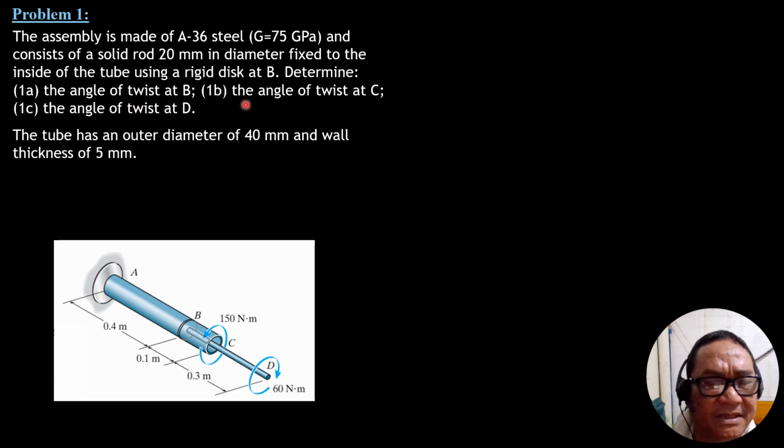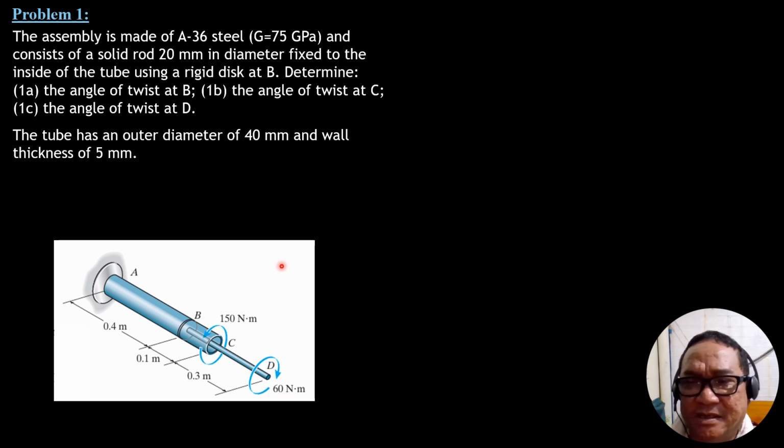So determine the maximum stress in the hollow portion, and the angle of twist at B, the angle of twist at C, and D. The tube has an outer diameter of 40 mm and a wall thickness of 5 mm. Therefore, the outer radius is 20 and the inner radius is 15.